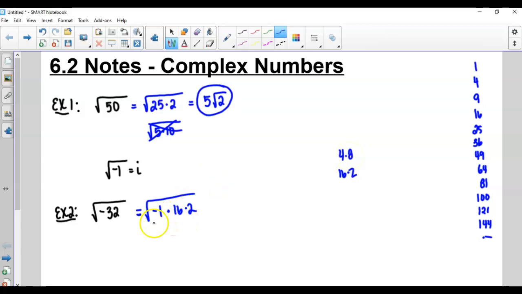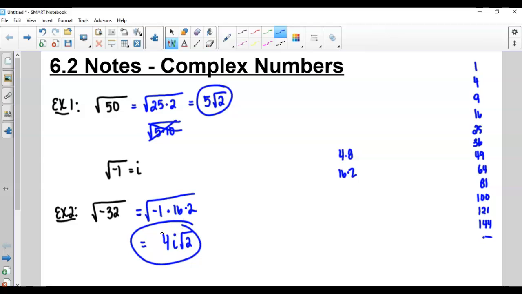If you use 4 times 8, then you're going to have to break 8 down after that. So whenever I do the square root of -1, we know it is i, so i is going to be on the outside here. The square root of 16 is 4. Typically we write the 4 before the i. And then the 2 we cannot take the square root of, so it has to stay underneath the square root. So this is what will be our answer. This is our simplification for example 2.